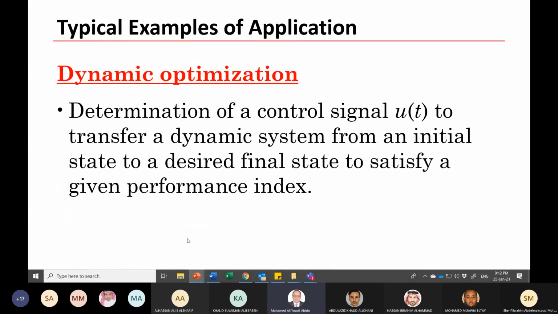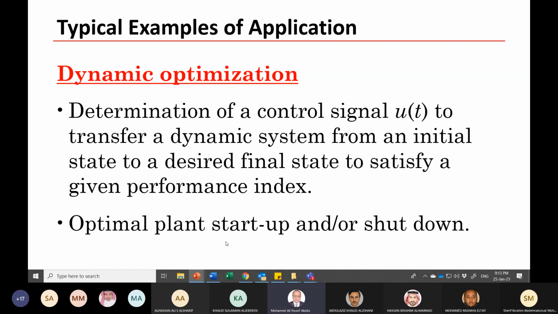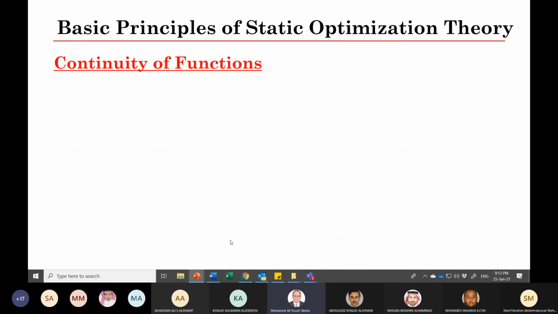Dynamic optimization: you need some kind of tracking. You need to determine the control signal U of t, and this U is not fixed, it is a function of time, to transfer a dynamic system from an initial state to a desired final state. So you have some kind of tracking problem here, to satisfy the given performance index. For example, optimal plant start-up and/or shut-down. So you have time involved here.